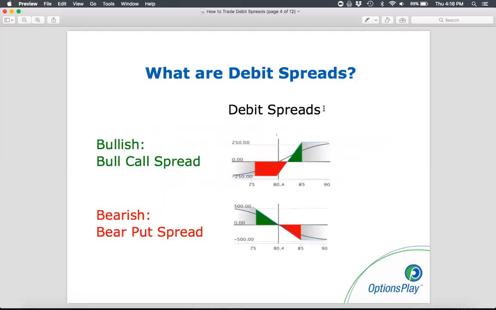So what we'll do is we'll start off by simply defining what debit spreads are. For those of you that are brand new, there are two types of debit spreads that you can trade. One is bullish, one is bearish. It's pretty straightforward. The bullish trade is a bull call spread. The bearish trade is a bear put spread. And we'll talk a little bit about how to construct these.